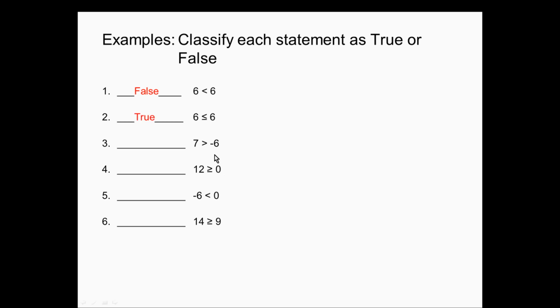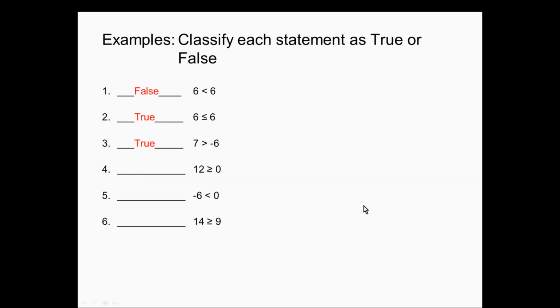Number 3, 7 greater than negative 6. Yes, that's true. All positive numbers are greater than negative numbers. Number 4, 12 is greater than or equal to 0. That's true. That satisfies the greater than part. Number 5, negative 6 is less than 0. Yes, that's true. Negative numbers are less than 0. And lastly, number 6, 14 is greater than or equal to 9. That's also true. It satisfies the greater than part.